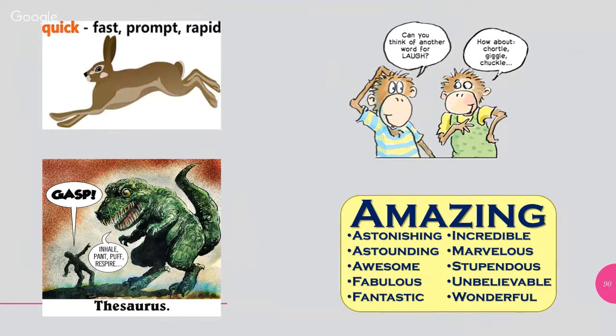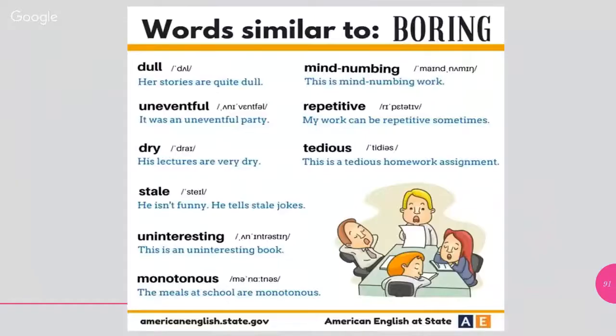Synonyms for amazing: astonishing, astounding, awesome, fabulous, fantastic, incredible, marvelous, stupendous, unbelievable, wonderful. Words similar to boring: dull. Her stories are quite dull. Uneventful. It was an uneventful party. Dry. His lectures are very dry.